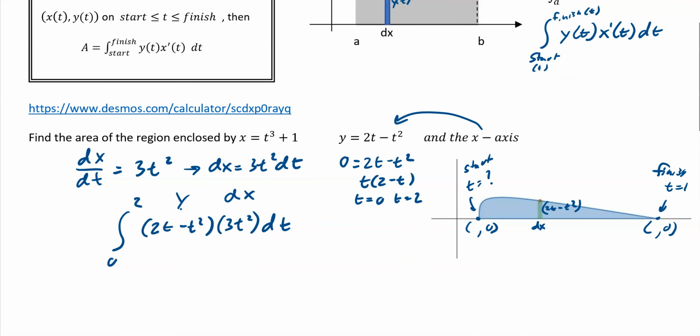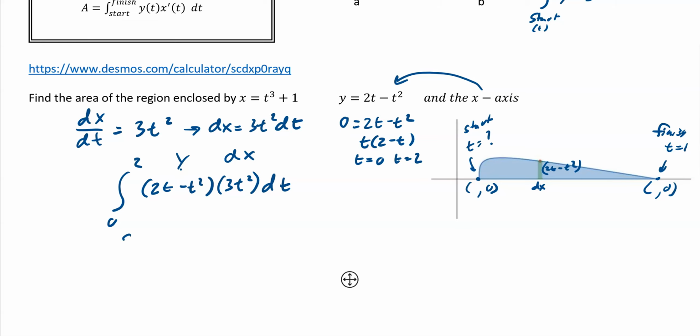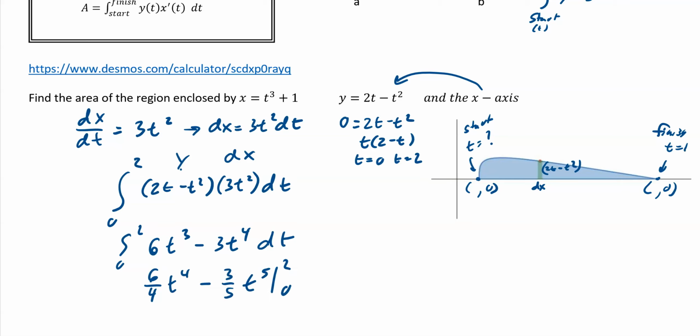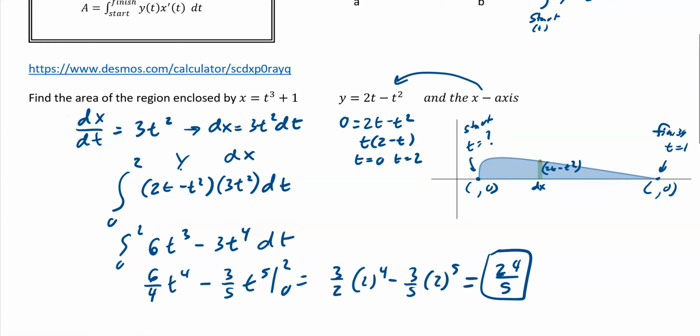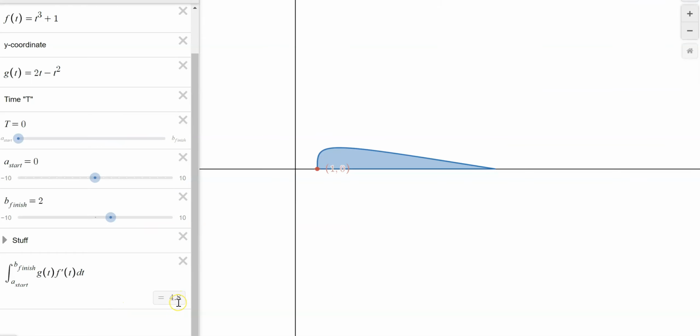So now if we take our integral, we get 0 to 2, and then that would become 6t cubed minus 3t to the 4th. So this is 6 over 4, t to the 4th minus 3 over 5, t to the 5th, from 2 to 0. And so the 0, when you plug into the t, is just going to become 0, so we don't have to worry about it, just the 2. So 3 halves, 2 to the 4th minus 3 fifths, 2 to the 5th. And then if we plug that in our calculator, we get 24 over 5. Don't do that by hand. And if we check with Desmos, we get 4.8, which is our 24 over 5.